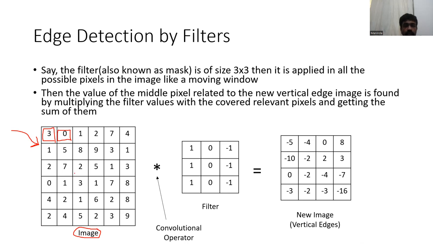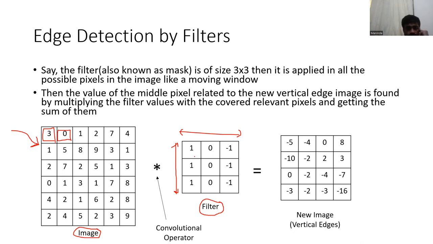Now this is the filter. This one is a 3 by 3 filter, so there are 3 pixels on this side and 3 pixels on this side. In this filter we have set some hard-coded values. Now you just pay attention to what we are doing.